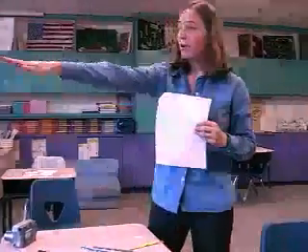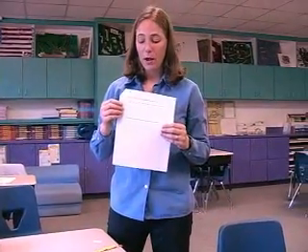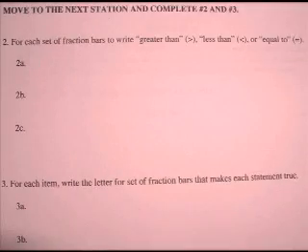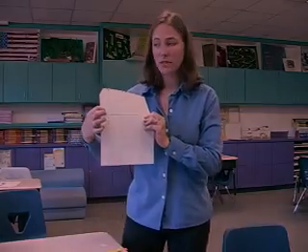once you've done that, you'll take your paper and you'll come over to the side window. And on the side window, you will have choices for 2A, 2B, and 2C. And you will need to tell me whether it's greater than, less than, or equal to. So let's go look at those.